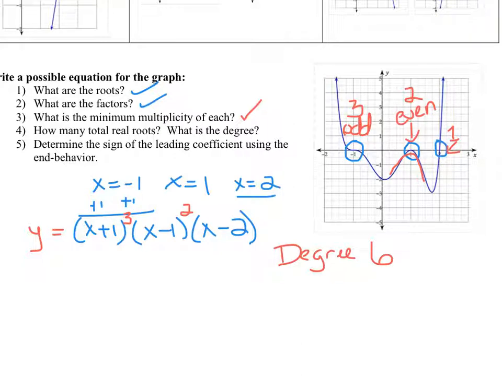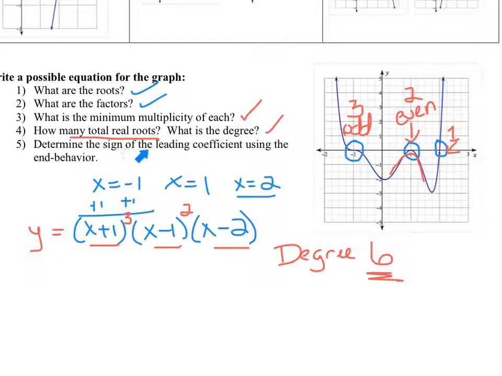So what is the degree? That's that question. How many total real roots? Well, there are 6 real roots, but because of the multiplicity, we only have 3 distinct ones. So the answer to how many total real roots is 6. That's the same question as what is the degree here.